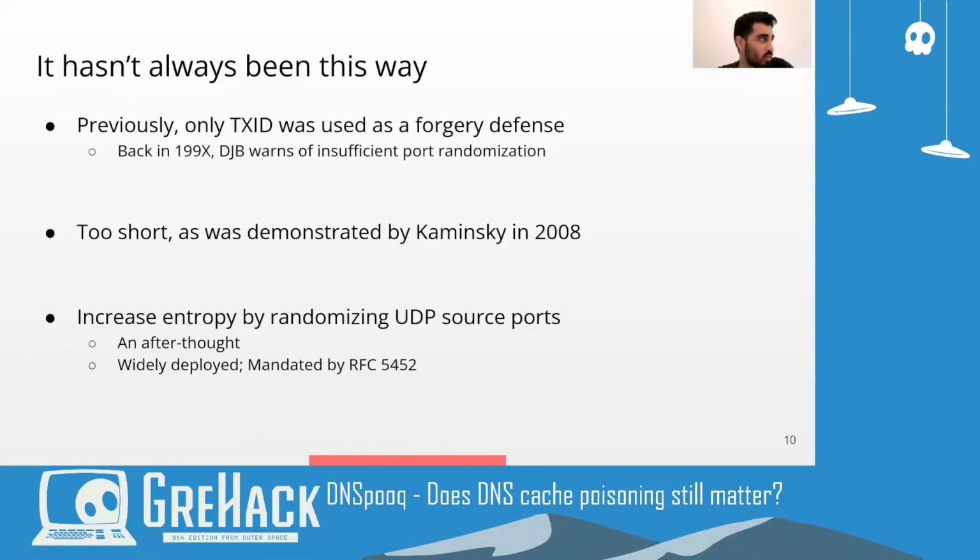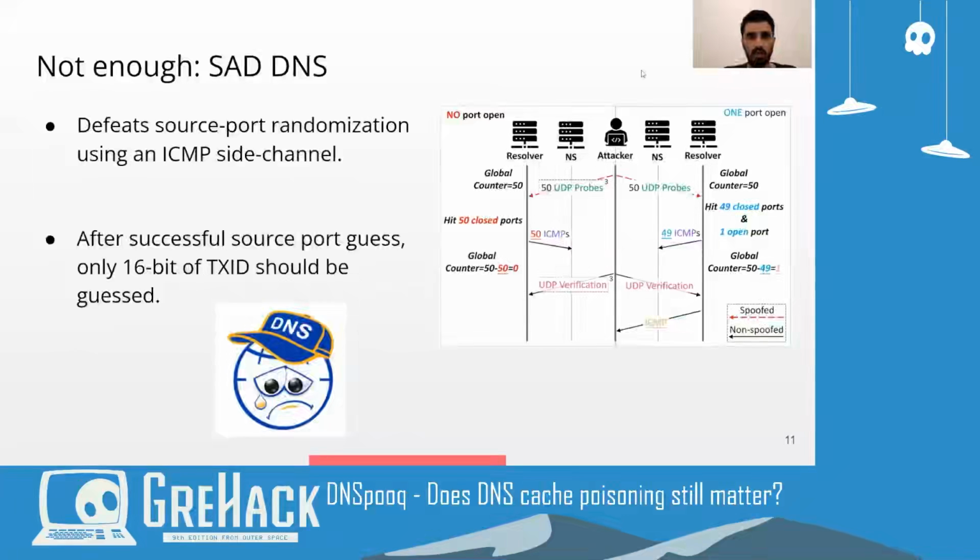And the workaround to increase each query's entropy is to randomize the UDP source port. So previously, the queries were sent from a known or very much predictable UDP source port. But if the UDP source port is truly random 16-bit, then this increases the entropy of each query, together with the transaction ID, to 32 bits.